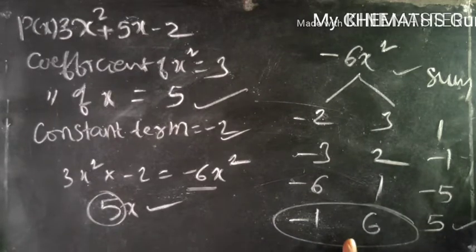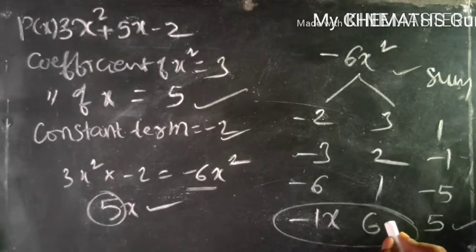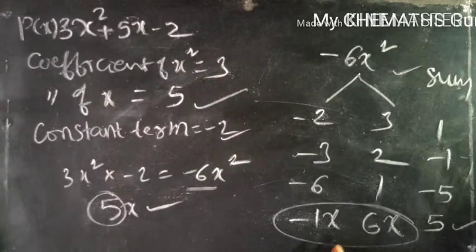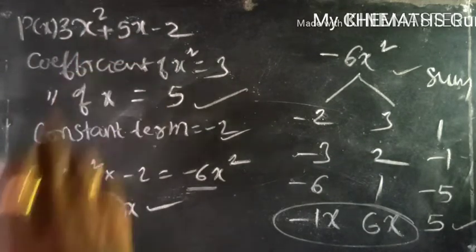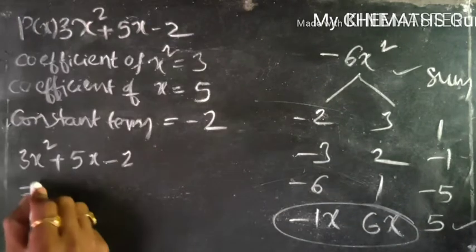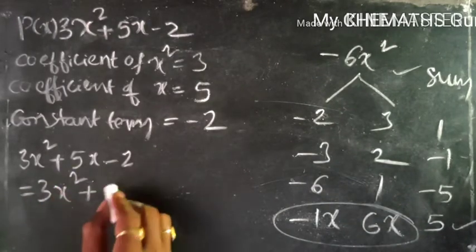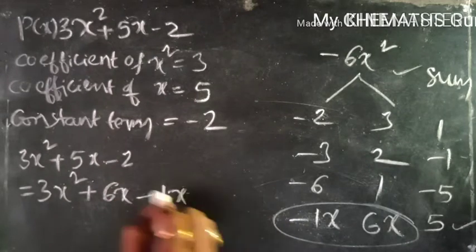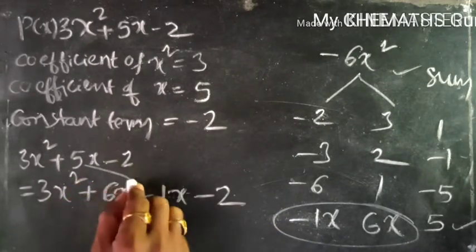That means we can split the middle term as the sum of two terms, those are minus 1x and 6x. These are the suitable terms: 5x can be written as the sum of these two terms, and minus 6x square can be written as the product of these two terms. So 3x square plus 5x can be written as 6x minus 1x minus 2. So I split the middle term like this.